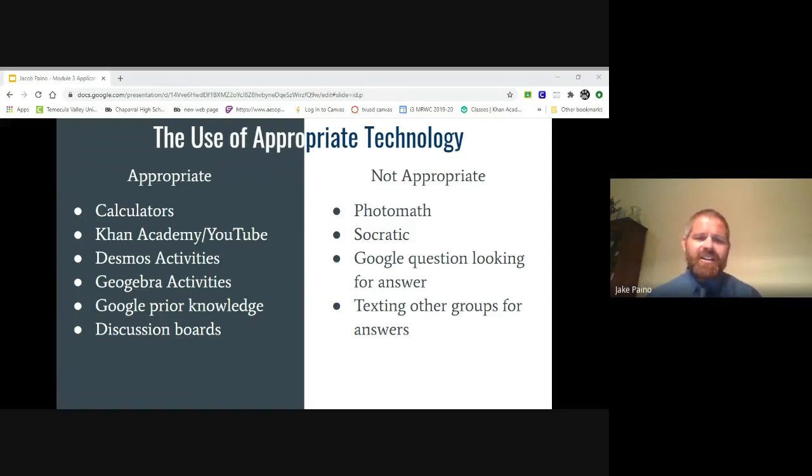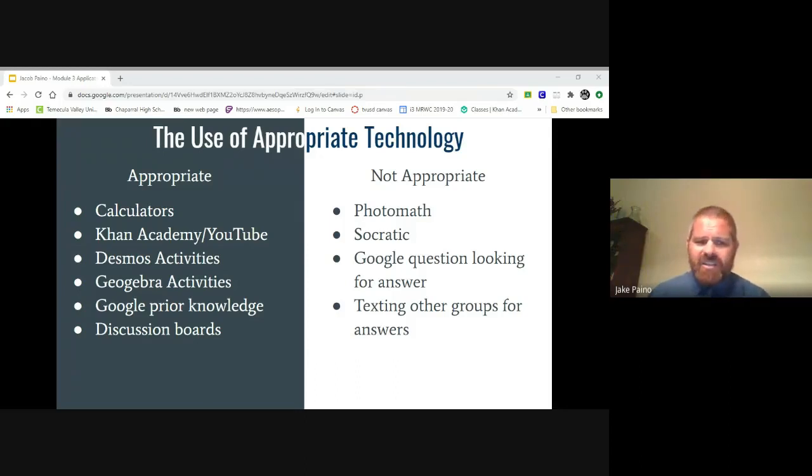There is lots of technology out there that is not always used for the purpose of its design. Photomath and Socratic are both great apps that, if you're stuck on a problem, will help you work through it. But many students just use them to complete their problems: just take the picture, get the answer, copy it down without actually thinking about doing the math. And even worse is just texting other groups or students for answers in class. Those are all non-appropriate ways of using technology.